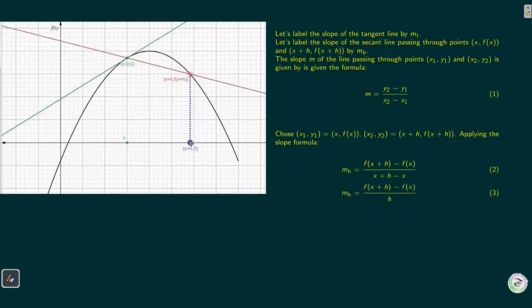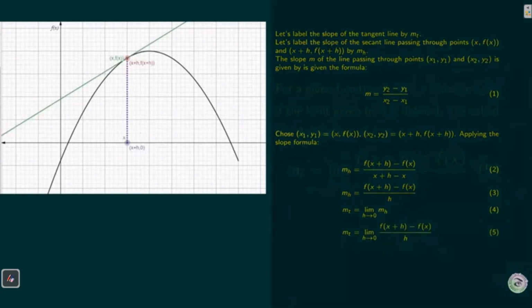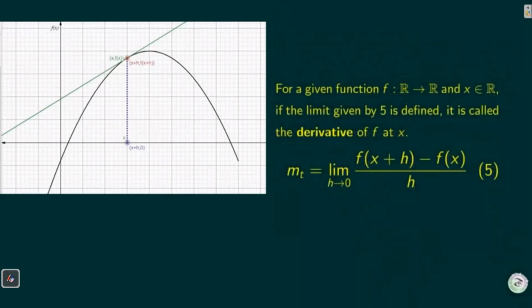As h approaches 0, the red secant line approaches the green tangent line. Therefore, as h approaches 0, the slope of the red secant line approaches the slope of the green tangent line. This could be expressed by the limit statement 4. In 4, replacing m_h by 3, we get 5. For a given function f at a point x, if the limit given by 5 is defined, we call it the derivative of f at x.